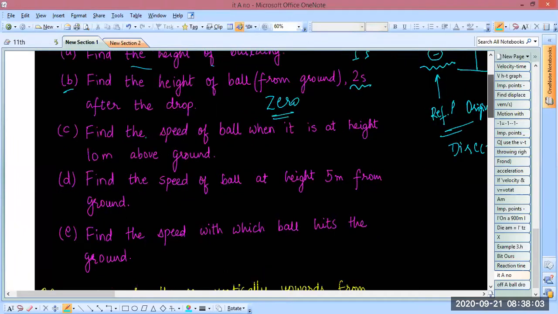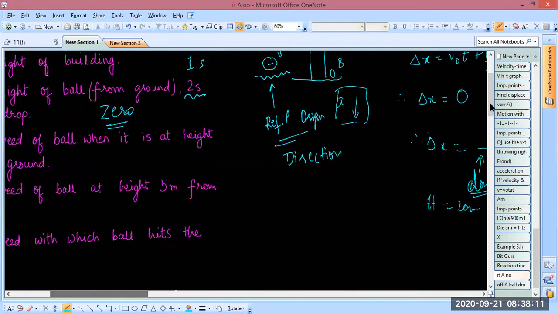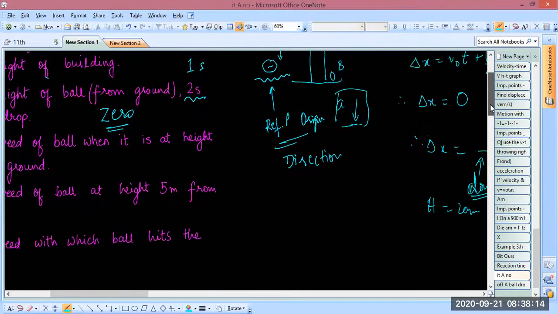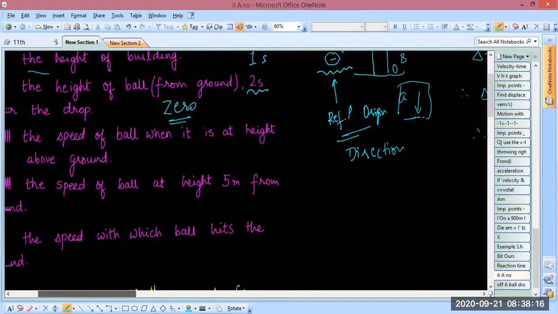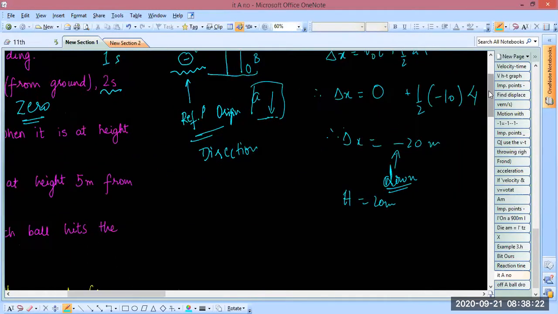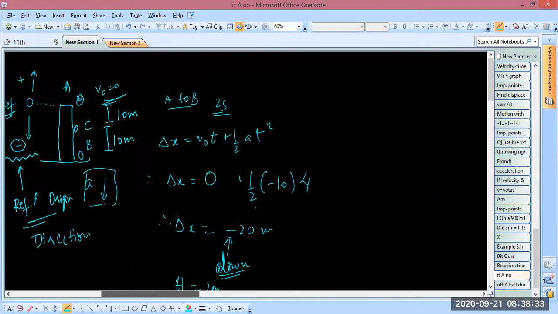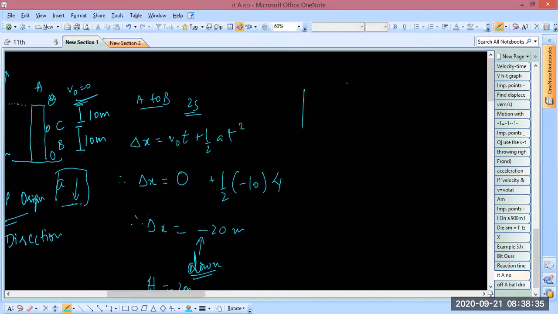Now, find the speed of the ball when it is at a height 10 meter above the ground. So now what we have to do is take a point, maybe over here, C, so that this is 10 meter. So this is also 10 meter. Agreed? Now we are going to do our calculations for A to C.